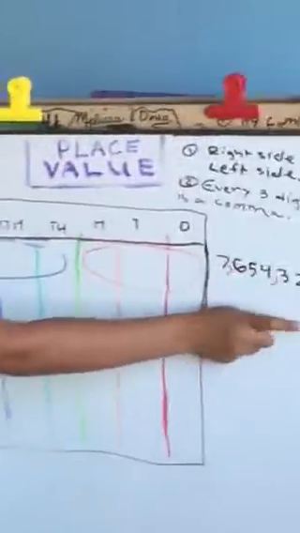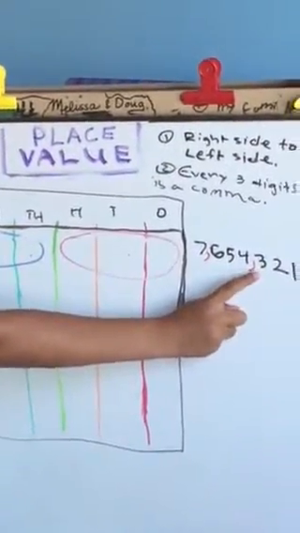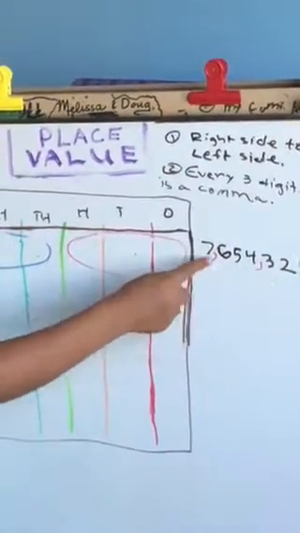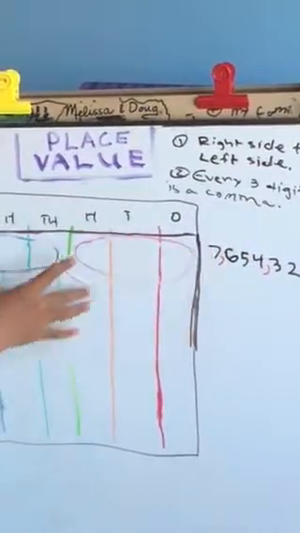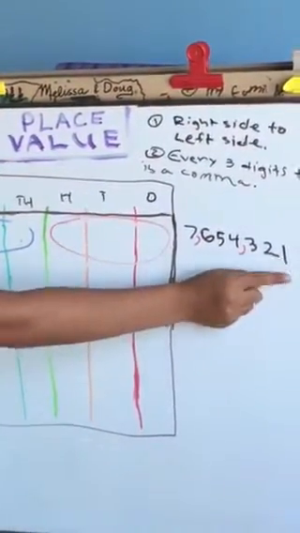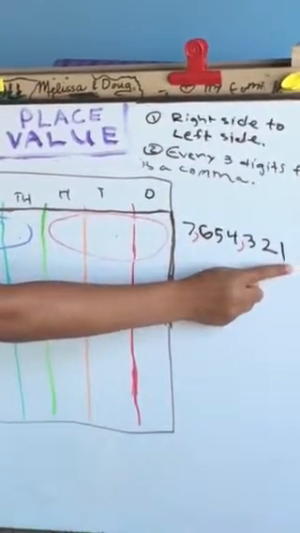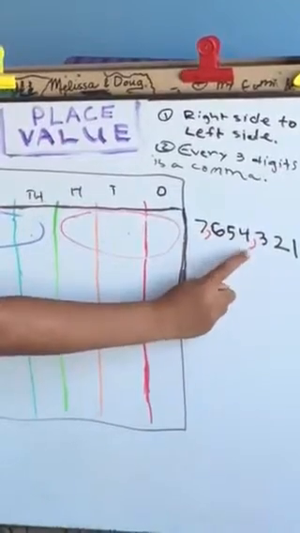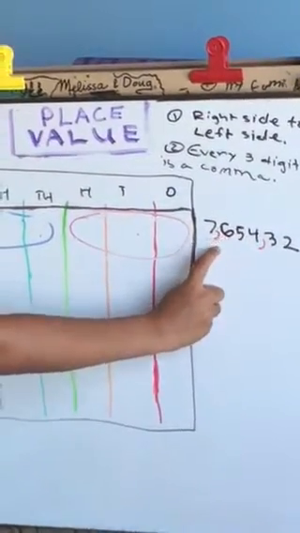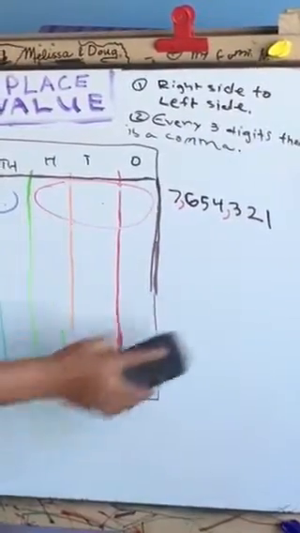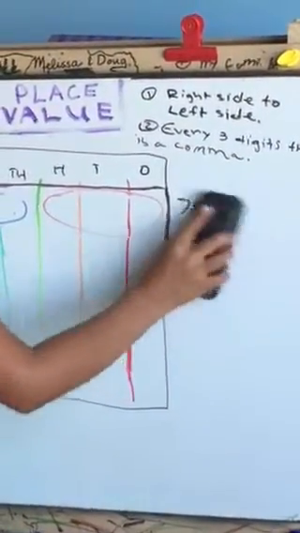Now, the commas start from the right side, and they end on the left side. So you've got to start here, and then you end somewhere on the left side. You can't just place the commas anywhere. You've got to start with the farthest right digit and count from there. So 1, 2, 3, and there's a comma here, and 1, 2, 3. There's another comma here.